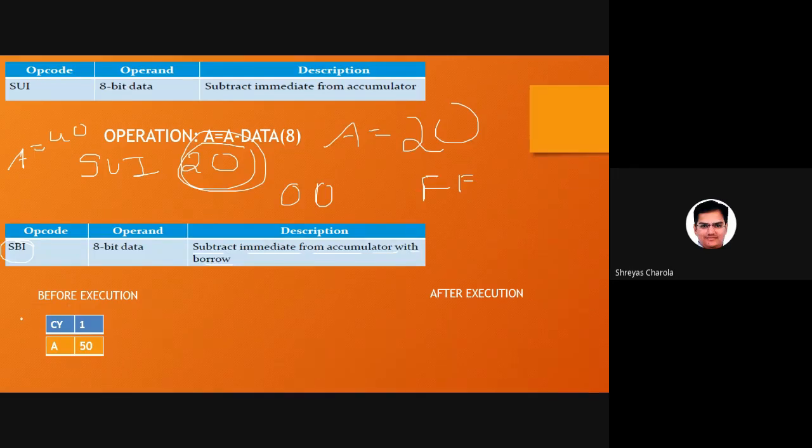Let's suppose here we have SBI. Let's suppose SBI 20H. What should be the content in the accumulator after this?